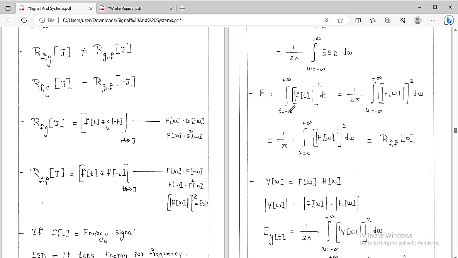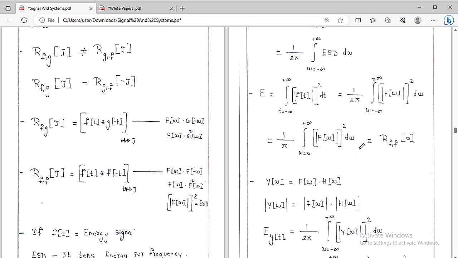The energy in the signal F of t and F of omega is the same: E is equal to integration from t equals minus infinity to plus infinity of mod of F of t whole square dt, or in the other fashion, 1 by 2 pi integration from minus infinity to plus infinity of mod of F of omega whole square d omega. As the magnitude spectrum is an even function, it becomes 1 by 2 pi into 2 times integration from omega equals 0 to infinity of mod of F of omega whole square d omega. The 2 cancels, and finally we get 1 by pi integration from 0 to infinity of mod of F of omega whole square d omega.